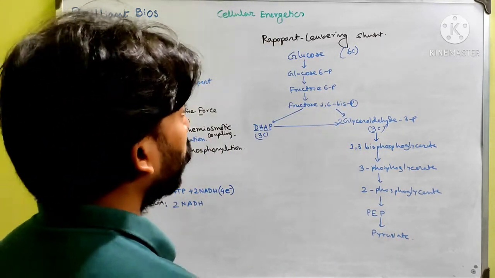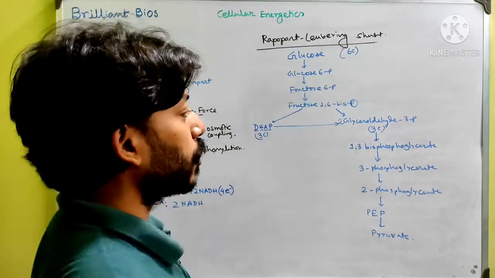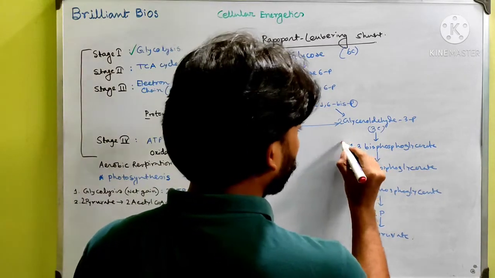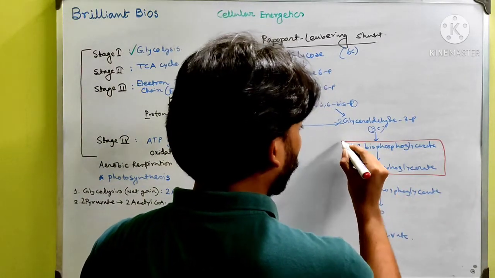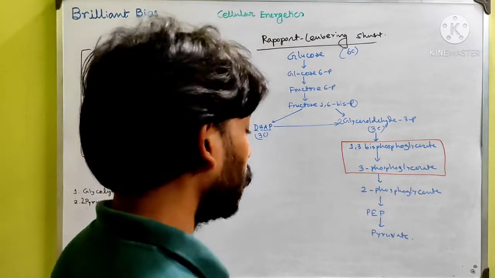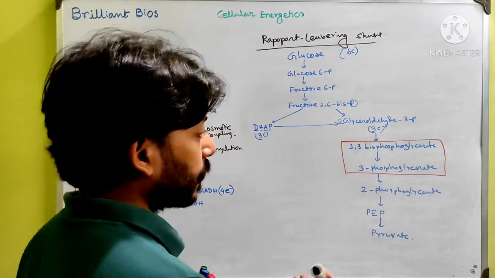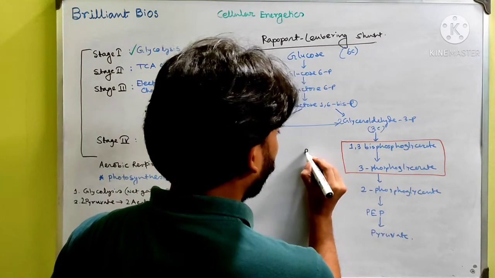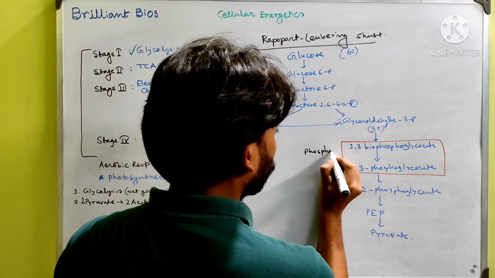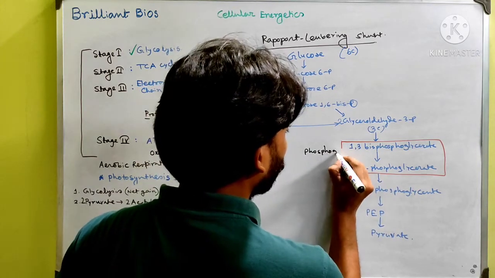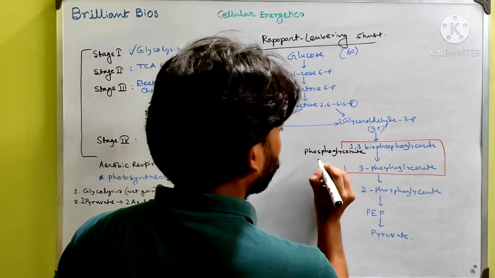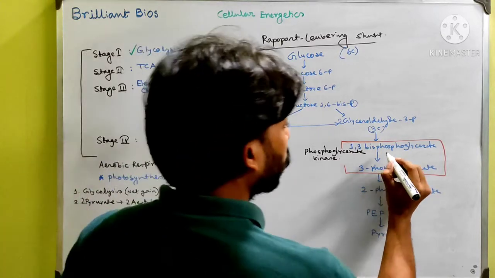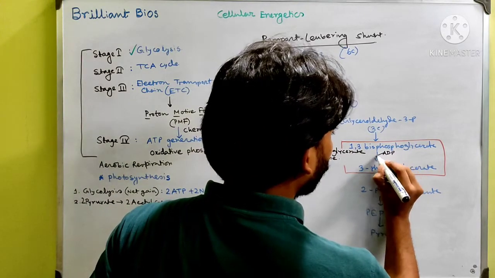Now this Rapoport-Leubering shunt is related to this section. And how? I will show you. The enzyme that converts 1,3-bisphosphoglycerate to 3-phosphoglycerate is called phosphoglycerate kinase. Phosphoglycerate kinase converts ADP to ATP.